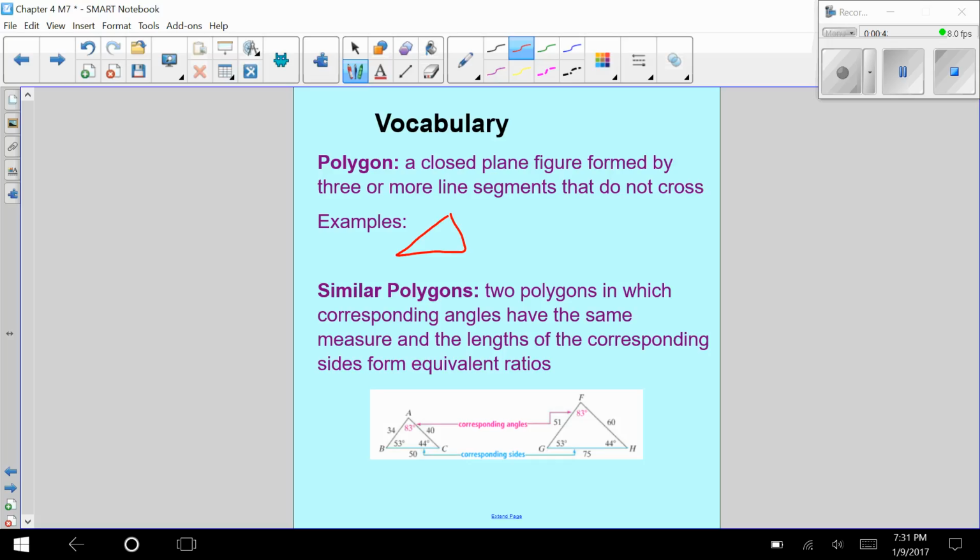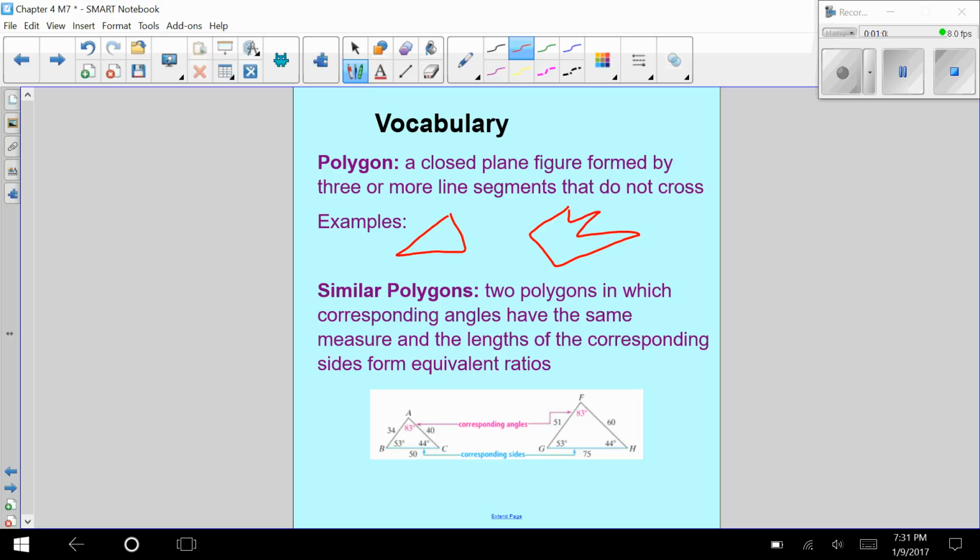a triangle is a polygon. There are 3 line segments. They don't cross, but they meet, and it is closed. That crown-looking shape, it's all line segments. It is closed. It is flat. None of the line segments cross.